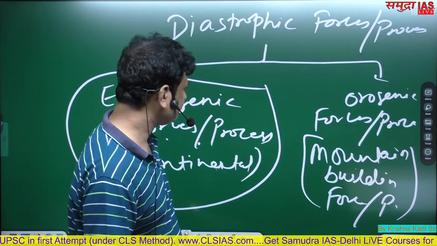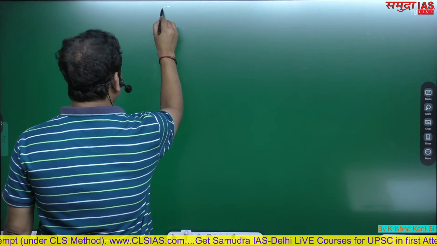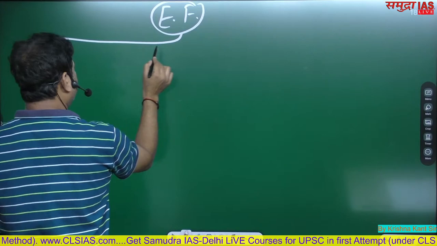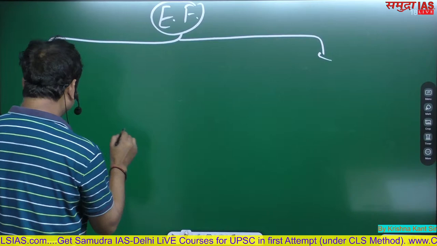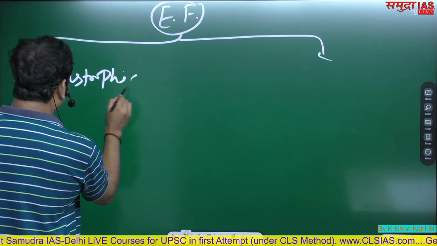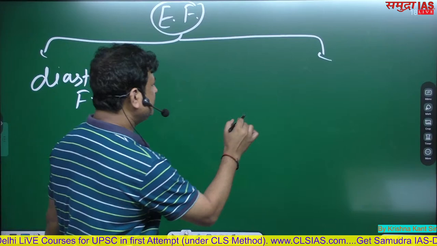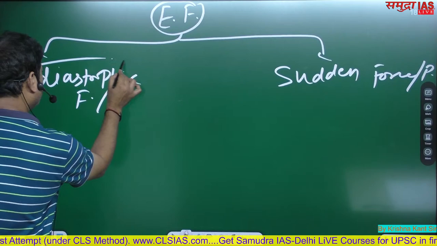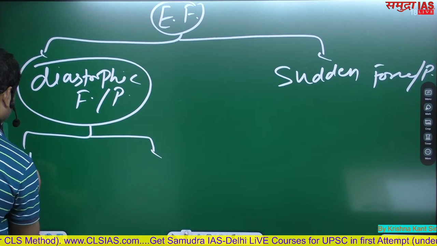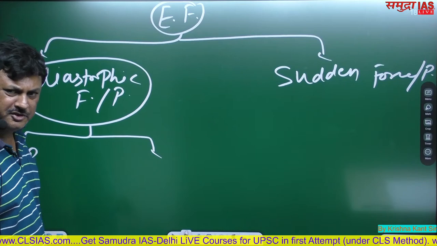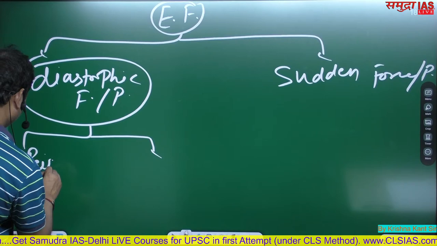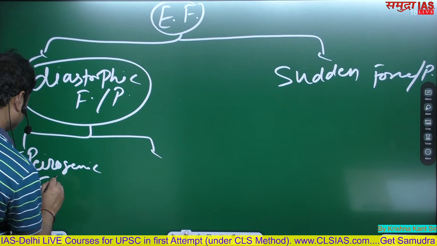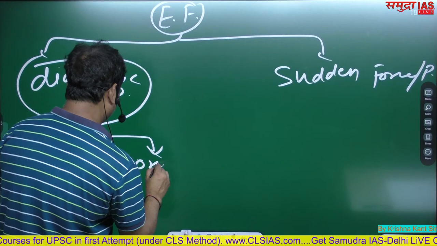Now, look here. So endogenic forces are grouped into categories. Number one is diastrophic forces or processes, and second is sudden forces or processes. Now, diastrophic forces or processes are grouped in two categories. First is epirogenic forces or processes, and second is orogenic.